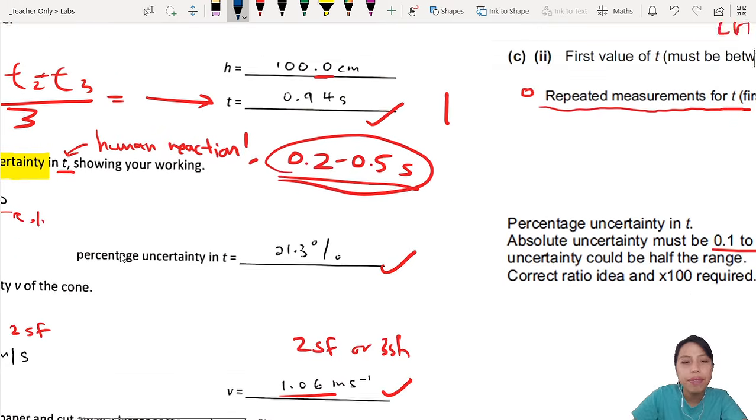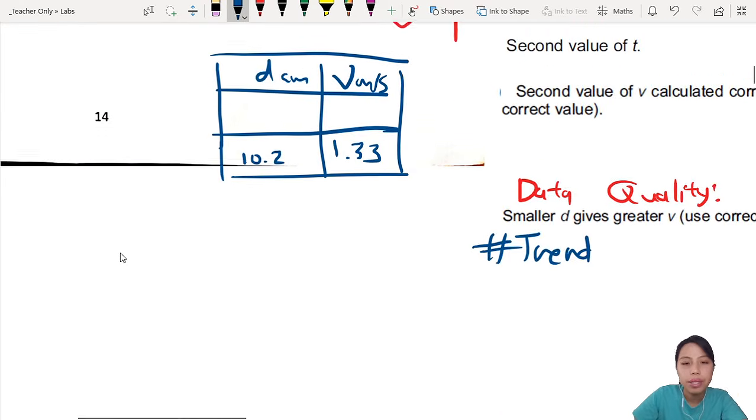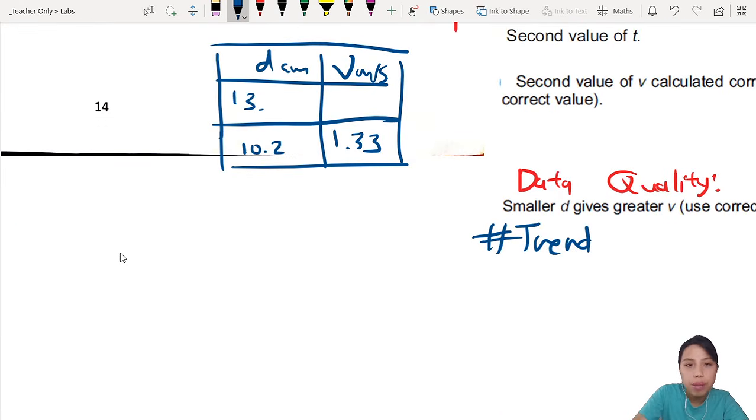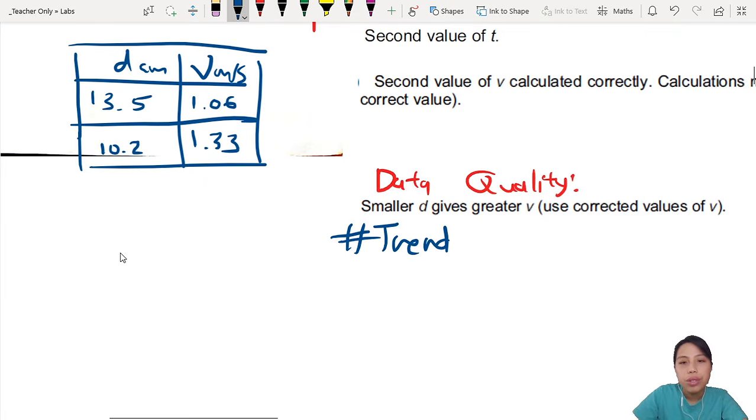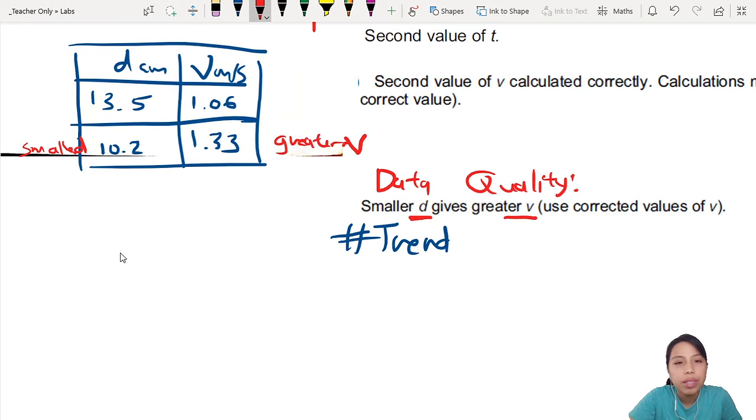Diameter 13.5 and 1.06. So here you will check and see. A smaller d means a greater v. So this one is smaller d, greater v. Check, correct. Okay, done. Data quality done. Wow, very easy compared to paper 1. You will check so many things. Trend. Okay, now that's the first part.